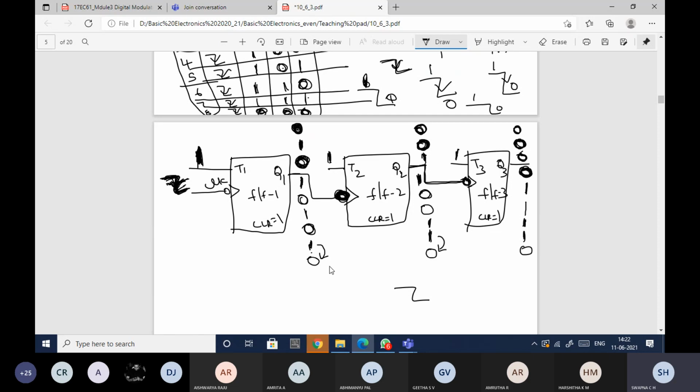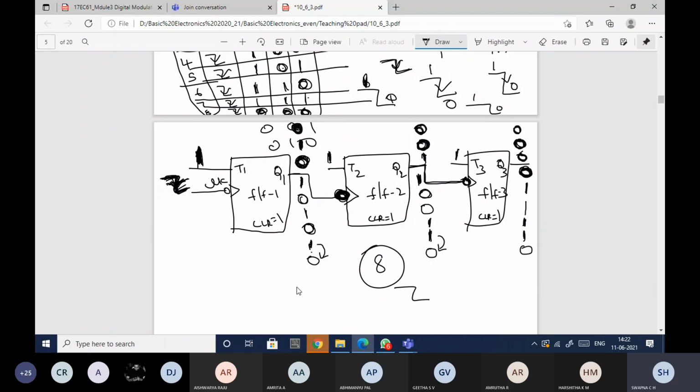So this is your mod 8 counter, which is counting from 000 to 111 states. Hope this is clear to all of you. Then again this will continue 001, 010, like that it continues. But the number of states it is counting is 8. The number of pulses it is counting is 8.